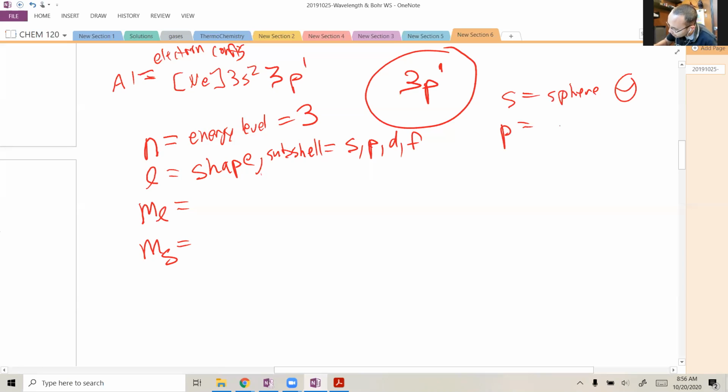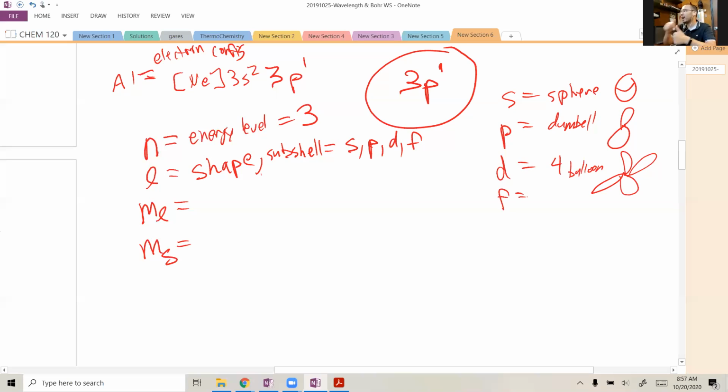Your P ones look like dumbbells, right? That's the one where it has one going up and one going down. Your D1 has 4 balloons. And then your F1 kind of looks all crazy, and I've never been able to draw them very well, so we won't worry about it, right? So each letter basically stands for your L.